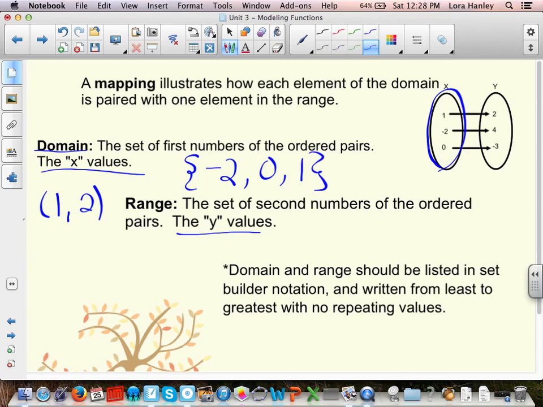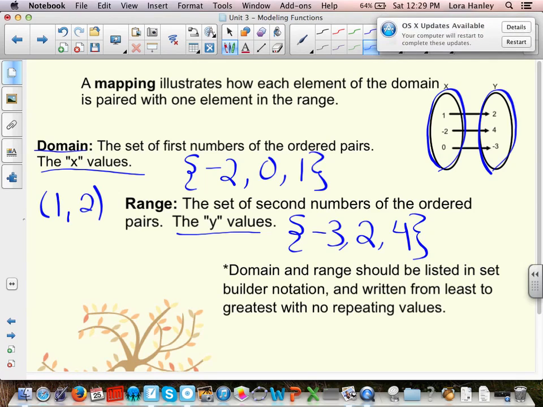When you do your range, it's all of your y values. Again, we want set notation. So I have my set brace. My lowest number is negative 3, next is 2, and lastly 4. So there I've listed my domain and my range, separating the x's and the y's.